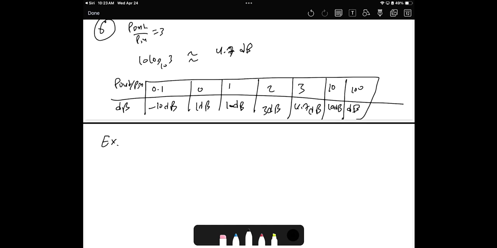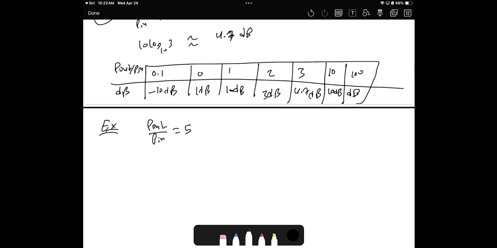Okay, example. Assume the ratio P out to P in equals 5. What should we do? You can say it is 10 log base 10 of 5. Okay? But I need to use the table that I already provided to you. So assume that this table you already memorized or you already have it in your note sheet. And in case you have a calculator, it should handle this. But I'm going to use the table and see how to find this. So it is 10 log base 10 of 5 dB.